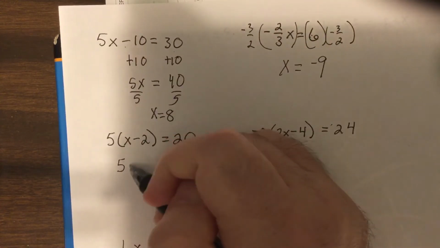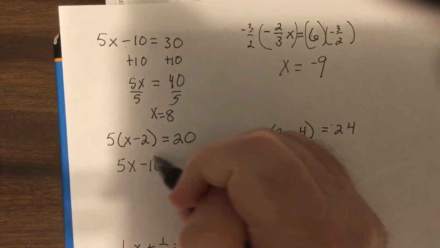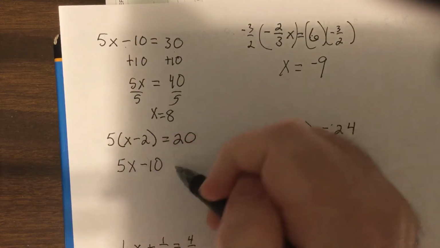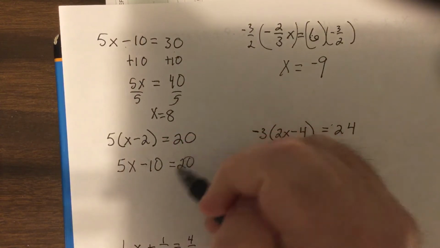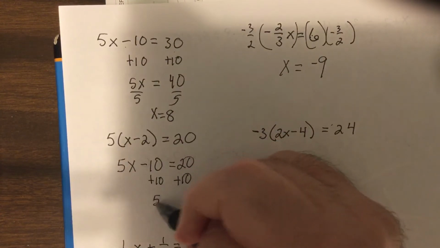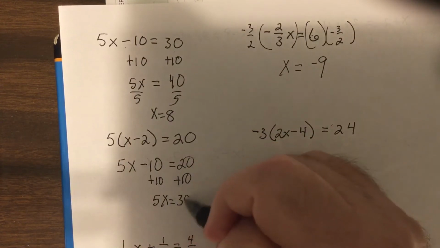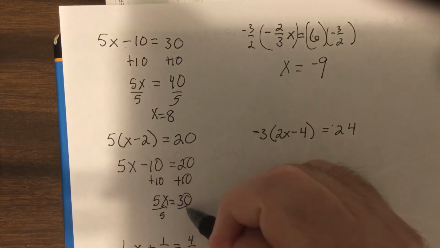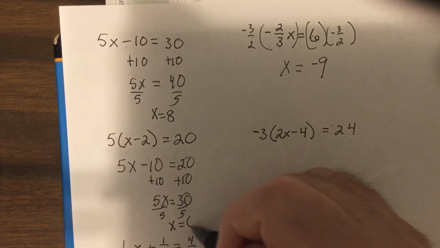Distribute the 5, so it'd be 5x minus 10. 5 times a negative 2, yes. Add 10, ooh-hoo-hoo. So 5x equals 30. Divide by 5, x equals 6.